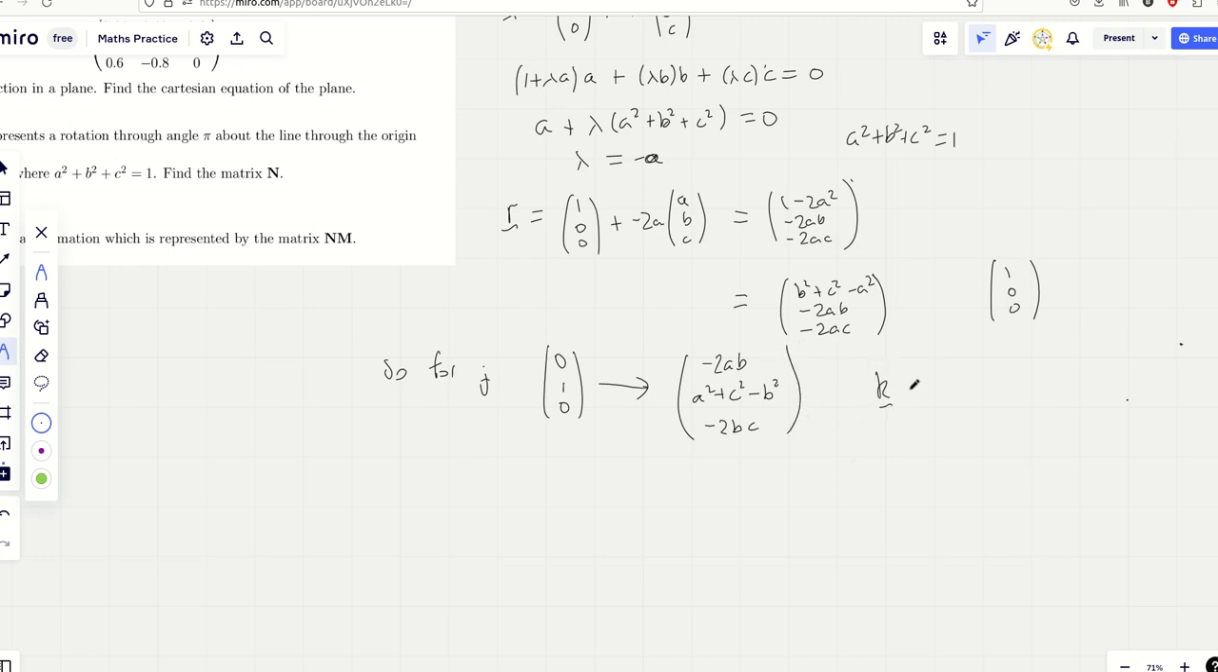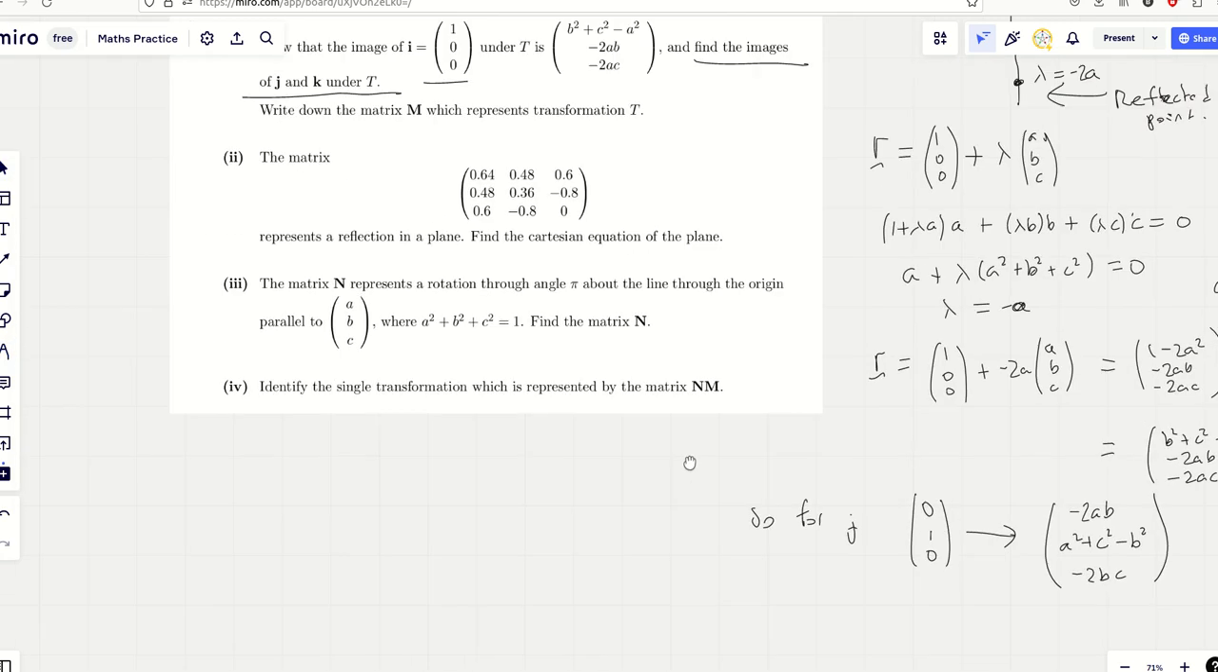And then for k, it's going to be exactly the same thing, yeah? Don't go through all that working again, it just isn't worth it. So I'm going to have here, I'll do this one first, a squared plus b squared minus c squared. So I've got that done, and then this is going to be minus 2ac minus 2bc.